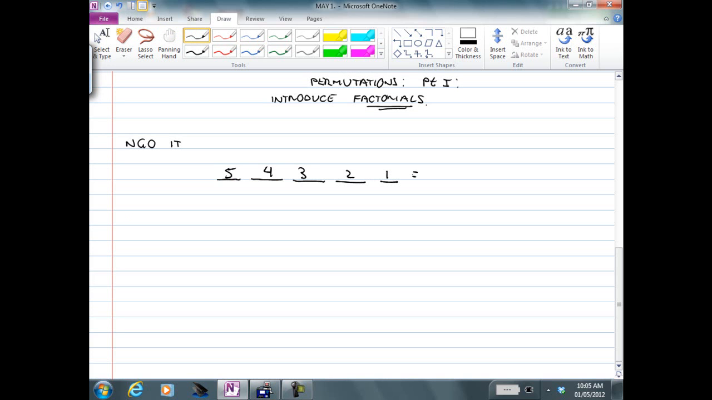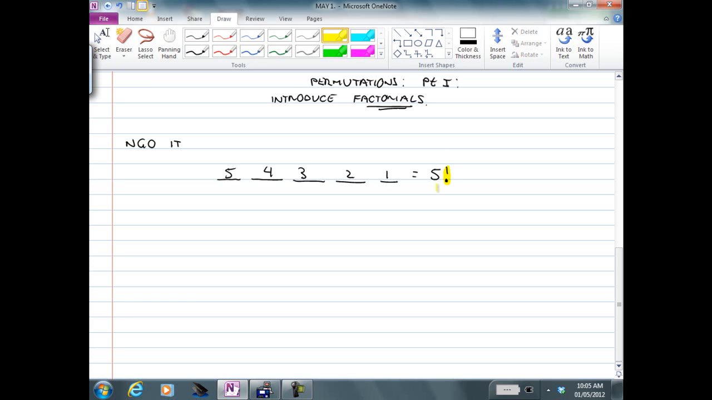And a lot of people ask me, no, this is too long to write. Can I write something else, make it shorter? So mathematicians came up with a symbol: 5 with an exclamation mark. It does not mean 5 really loudly. It just means 5, 4, 3, 2, 1. This is not English. This is math. Okay? So this is called 5 factorial.